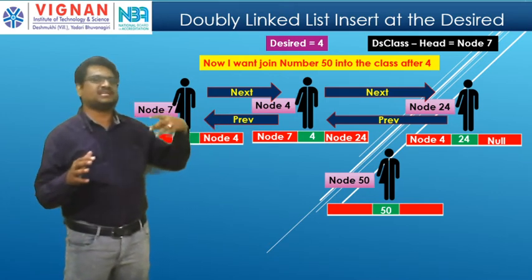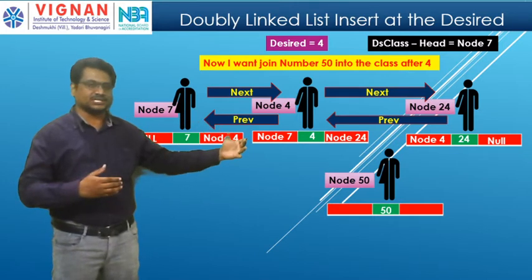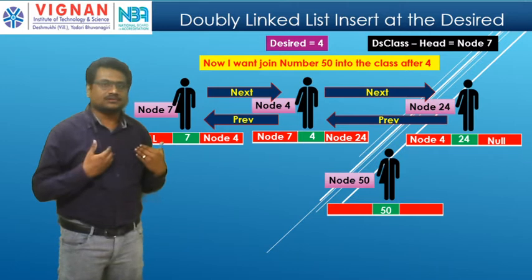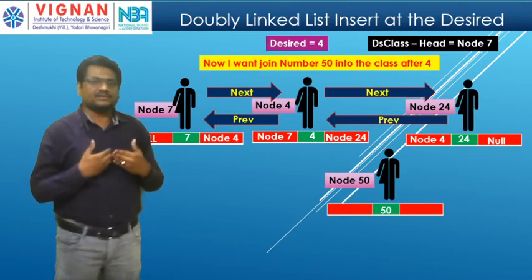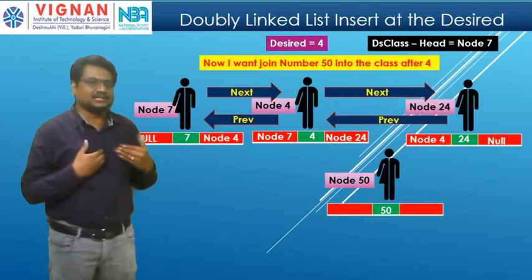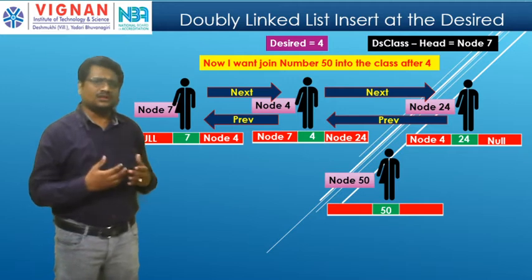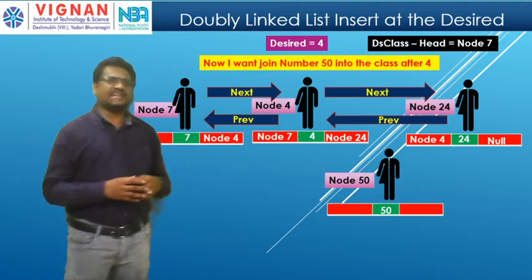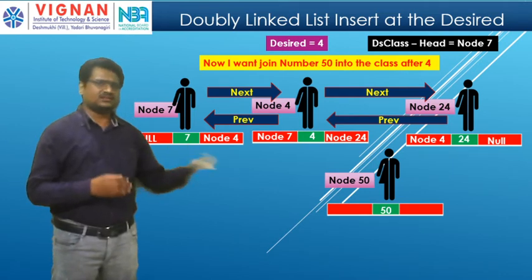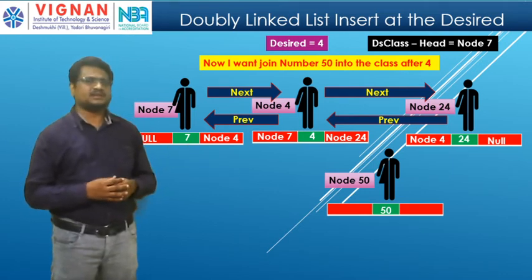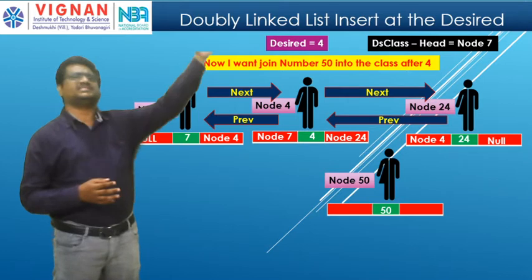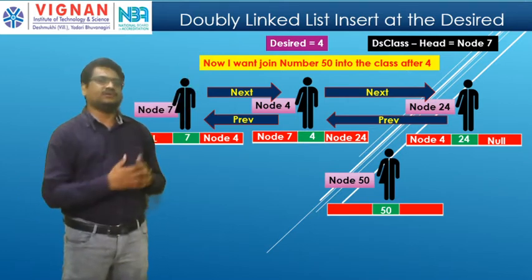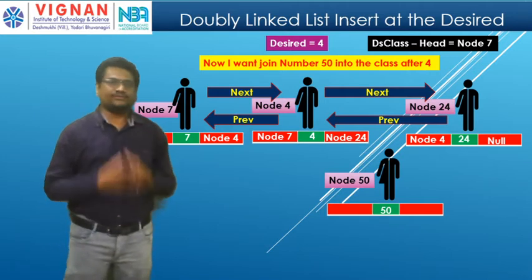Why? Because I'm inserting after some desired position. I don't know where I can insert, or whether I can insert or not. Am I right? If the desired value is found, then only I can insert. So that's why I only filled the data value. So the data is 50. I created a 50. Now here you can see my desired value is 4. So I need to insert after 4.